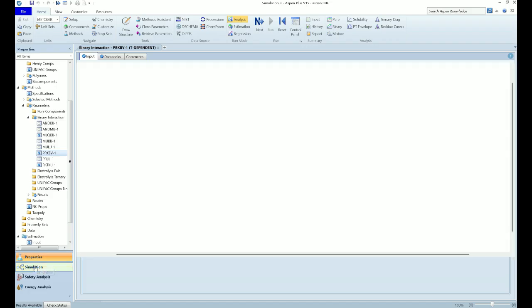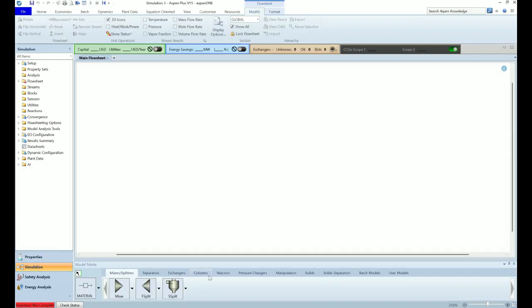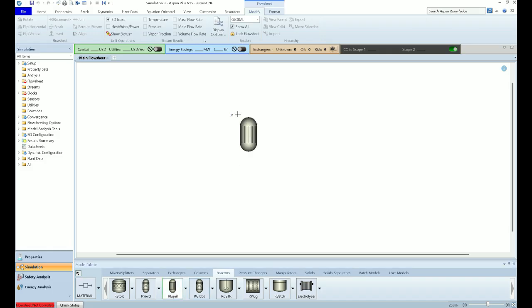Okay, let's go to simulation. Now in simulation, let's select equilibrium reactor. Okay, I will change here the name. I will insert our input stream.